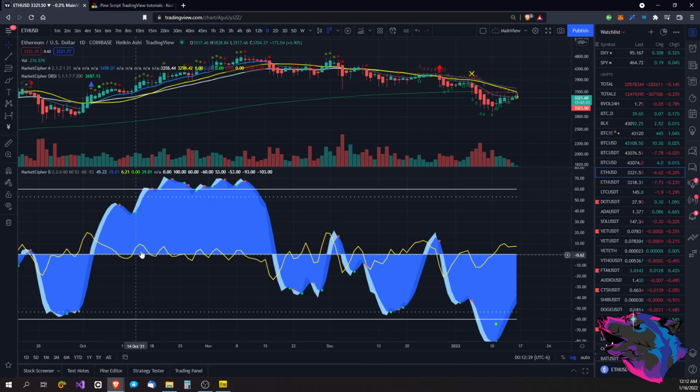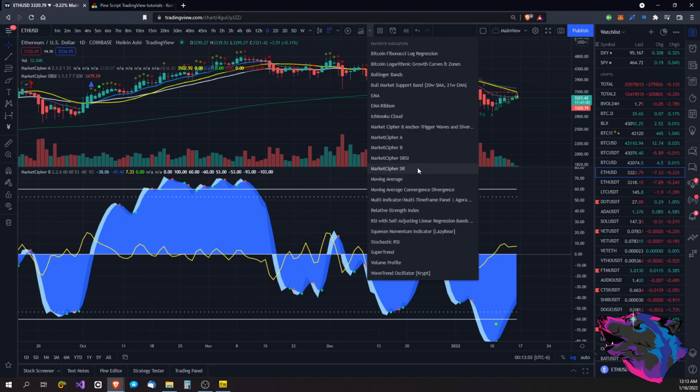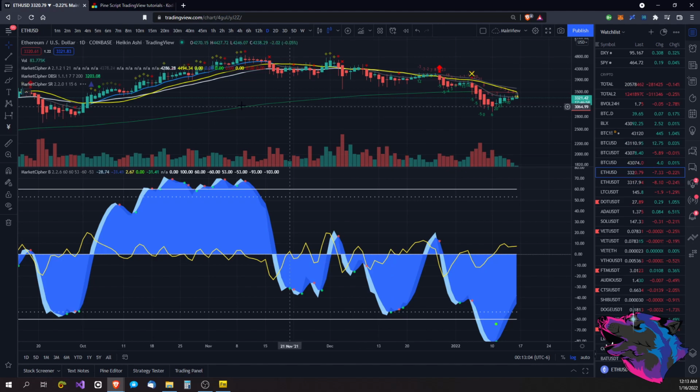We'll talk about our VWAP first. Now, to give a little more info on the VWAP than I did in the first video, it stands for the volume weighted average price. And there is also a VWAP in Market Cipher SR, which is support and resistance.